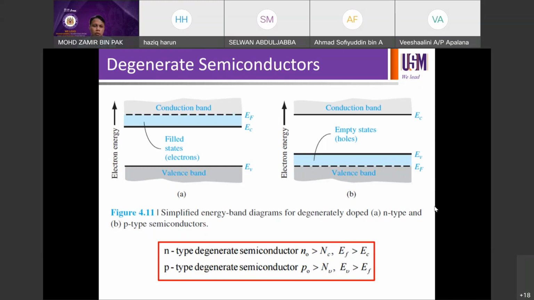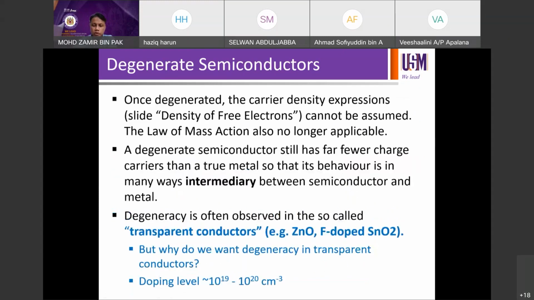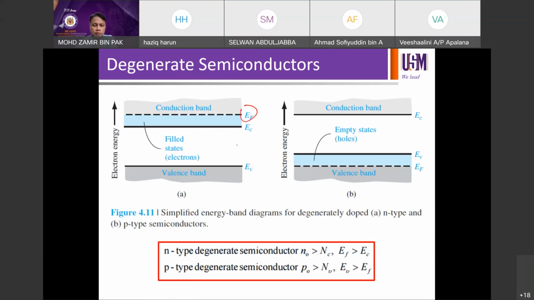On the left, for your N-type semiconductor, your EF is now beyond EC. On the right-hand side, for P-type, your EF is now beyond your EV. Beyond means more than relative to the band edge. So even though in the case of P-type, in magnitude EF is lower than EV, it is going into the valence band already, or the conduction band for N-type.